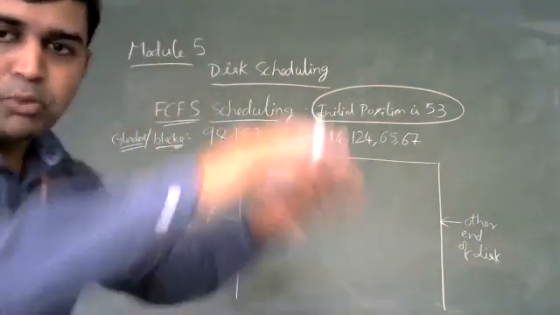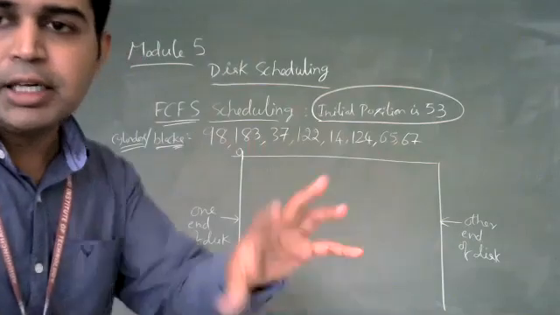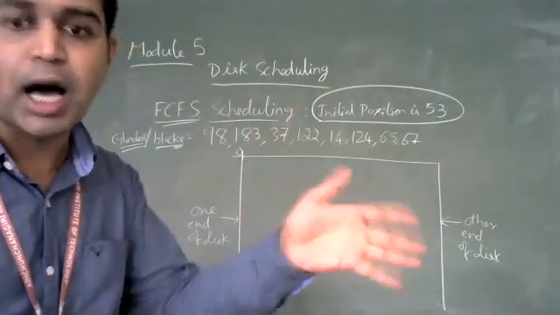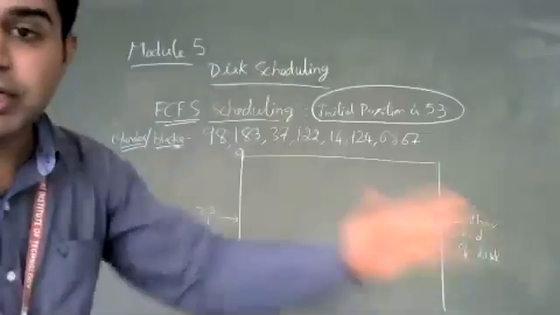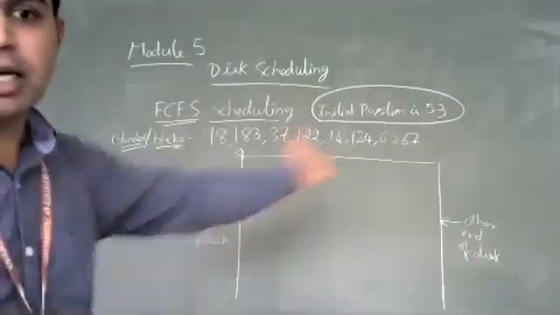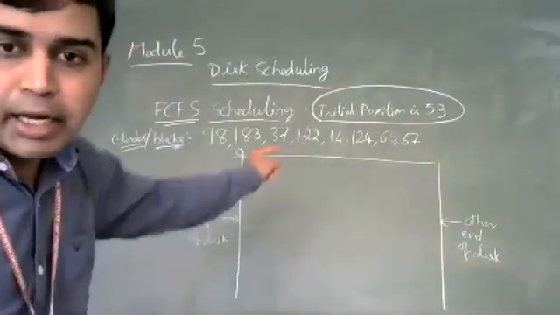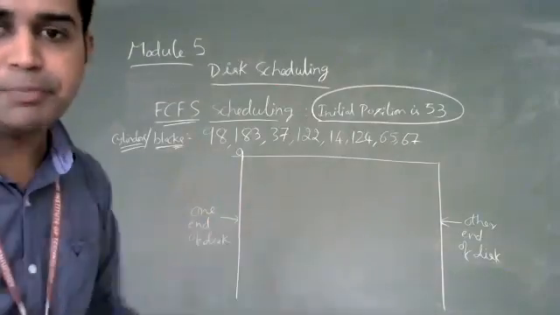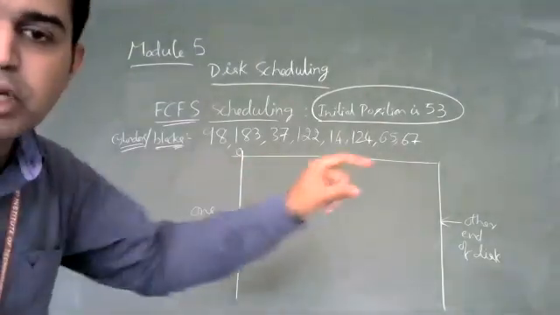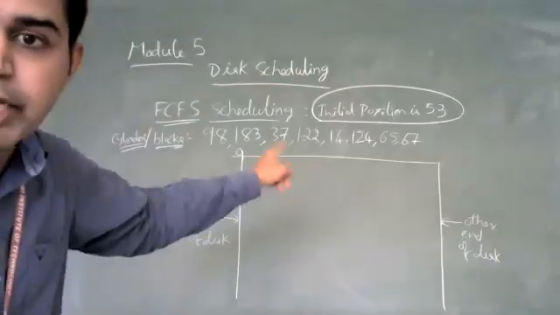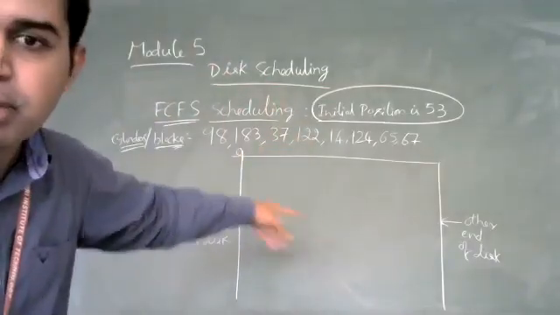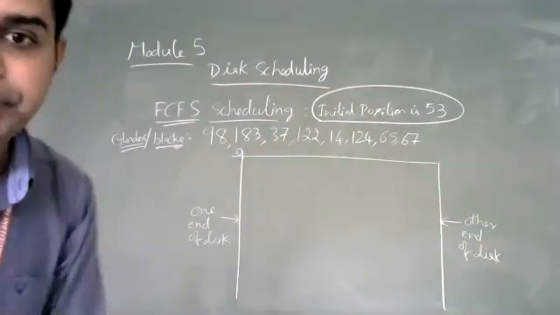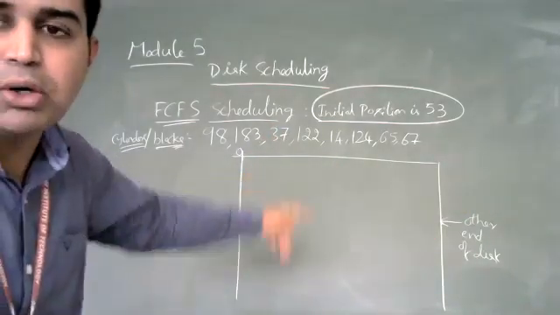I have drawn a square box, giving the impression of a hard disk. Both ends of the disk are drawn: one end and the other end. The number 0 is the starting number. What we have to do here is list all the numbers given in your problem in ascending order. Clear? So which is the next number I have to write? Can you tell?